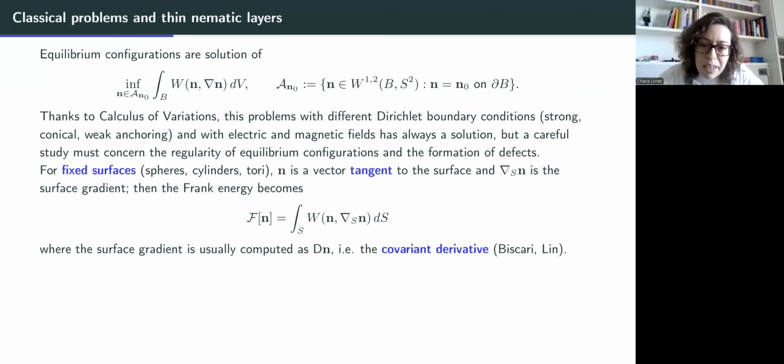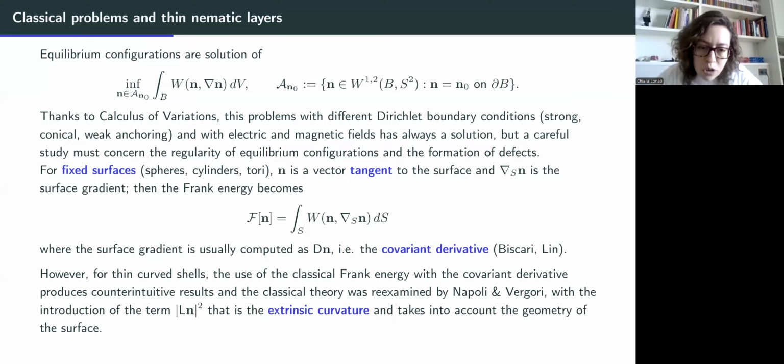However, recently, during the last, let's say, 6 to 8 years, Napoli and Vergori re-examined this theory and computed, for example, this energy with the surface gradient on a cylinder and obtained some results that, with the covariant derivative, were not, for example, observed in experimental results. And so they formulated a new option that is to take into account not just the covariant derivative, but the complete surface gradient.